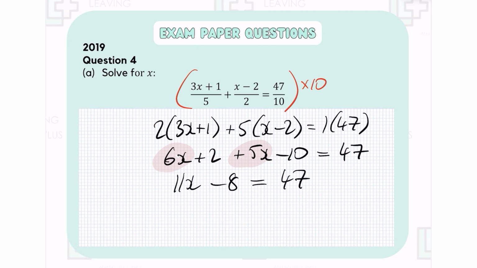I now want to get rid of that minus 8. So what we do is we add 8 to both sides. And that will leave you with 47 plus my 8 is 55. And then finally we always divide both sides by what's with the x, I get my answer of x equals 5 and I am done.